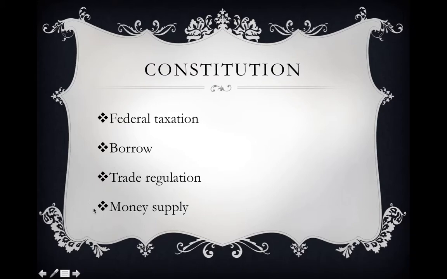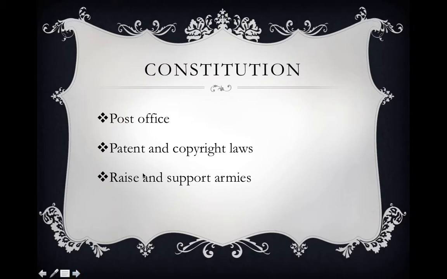And finally, the money supply. There were issues related to how the money supply was going to be controlled, so monetary issues are addressed in the Constitution. Also, a post office. You might not think that's important nowadays. The post office is in trouble as revenues go down, as alternate forms of communication supplant the mail. But back then, that was the way that information flowed.